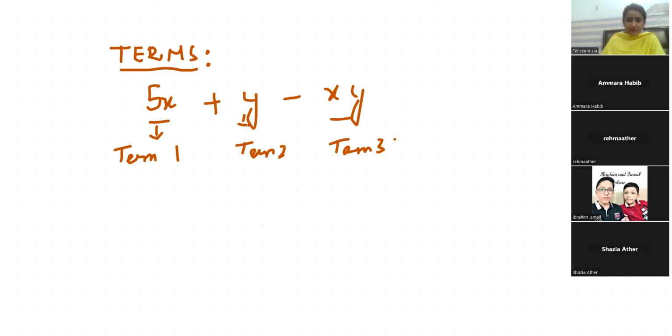Why should I write it 5 into x? So I can write 1 in 2 terms. I can write 3 in 4 terms. So what are the rules? How can we identify terms? So today we're going to learn what are terms and how can we identify terms.